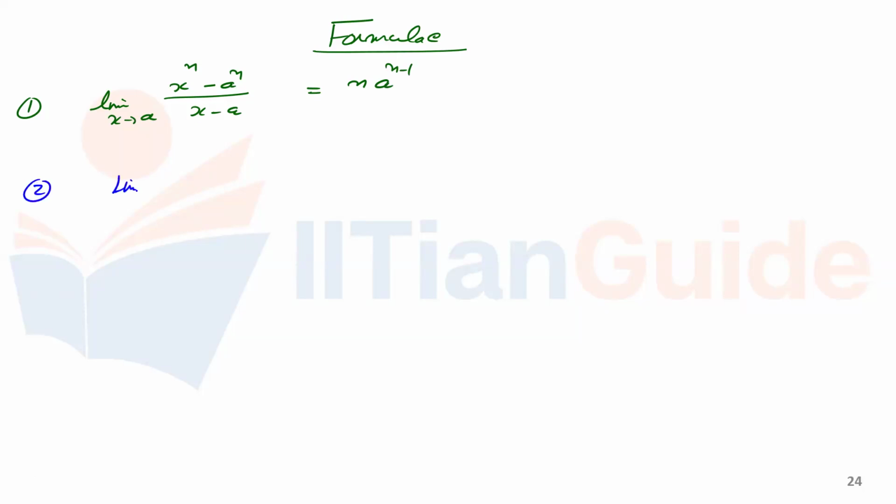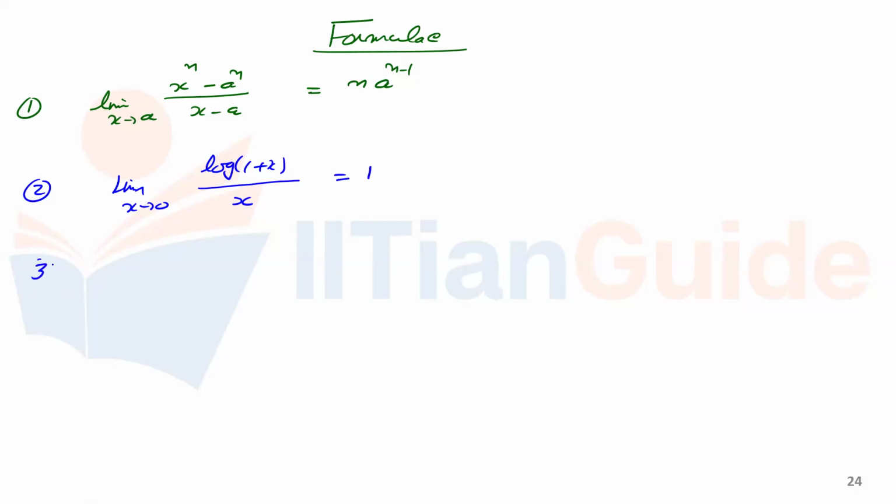Similarly, we have one more formula. Limits x tending to 0, log 1 plus x. If I put x to be 0, I am getting numerator log 1, that is 0. In the denominator, I have x. We have a formula for log 1 plus x upon x. What is the formula? Tell me. That is 1. Am I right? Yes, sir, 1.